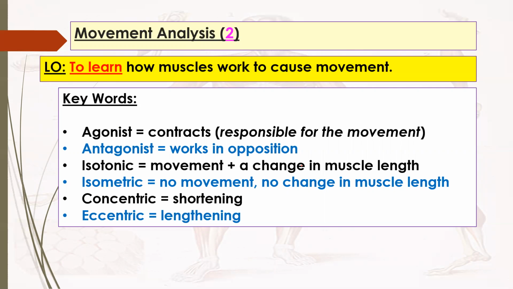Isotonic is where there's a movement involved and then crucially a change in muscle length. Isometric is the opposite. There is no movement. The muscles are still working. There's still a contraction, but there's no change in muscle length. You've got two different types of isotonic. You've got concentric and eccentric. Concentric is shortening of the muscle. Eccentric is lengthening of the muscle. In both phases, there's a change in muscle length, so they're both isotonic.